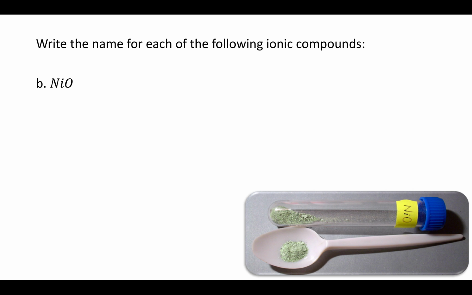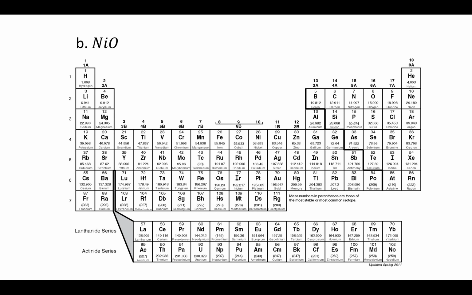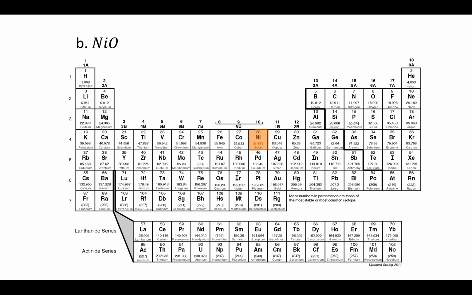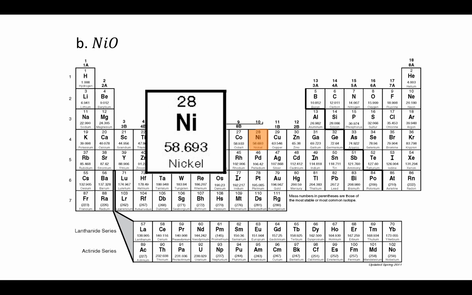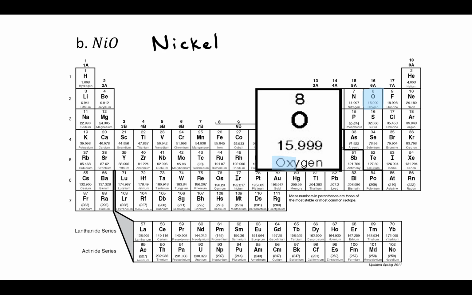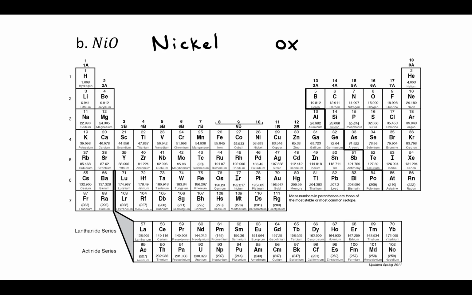How about NiO? What's the name for that? First, let's make sure it's an ionic compound. So we have nickel, or Ni, that's to the left of that staircase, so it's a metal. O is to the right of the staircase, so it's a nonmetal. If you combine a metal and a nonmetal, you have an ionic compound. To name ionic compounds, take the name of the first element exactly as it is on the periodic table. So Ni is nickel. For the second element, take just the first syllable. So the first syllable for oxygen is ox, and then add the ending -ide, I-D-E, to show that it's in a compound, that the nickel and oxygen are sticking together.